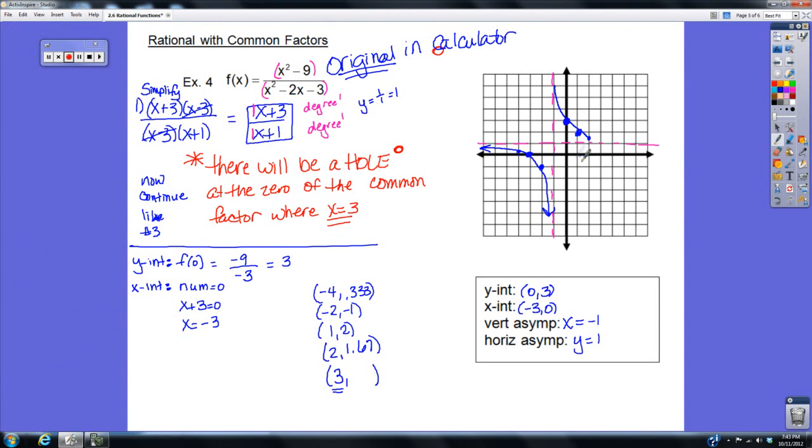So when we graph this over here, wherever x would equal 3, right here, we need to leave a hole. We need to leave an open space. So right there, make sure you leave a hole in your graph.